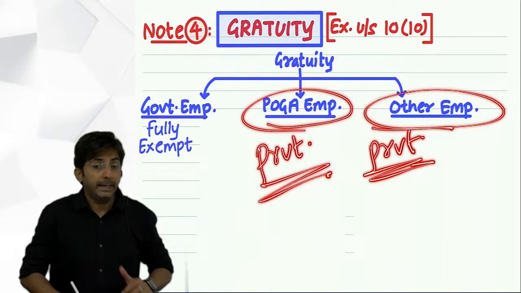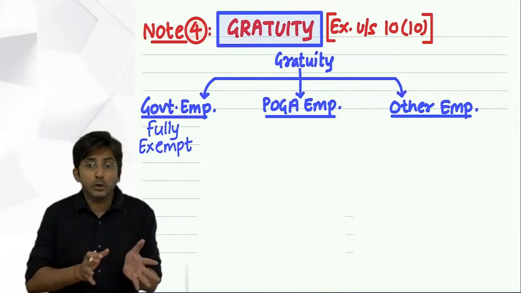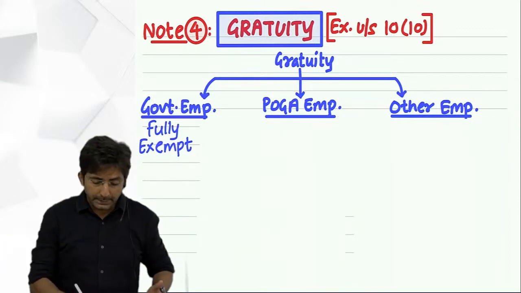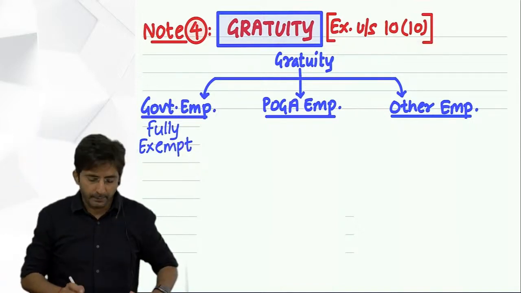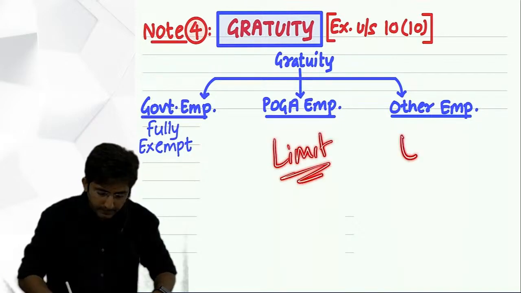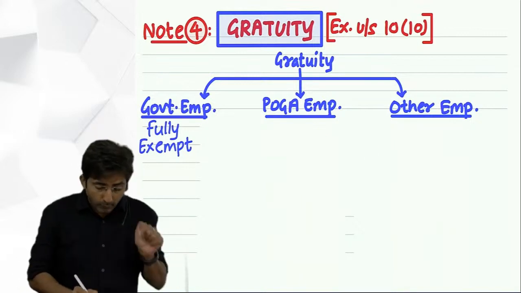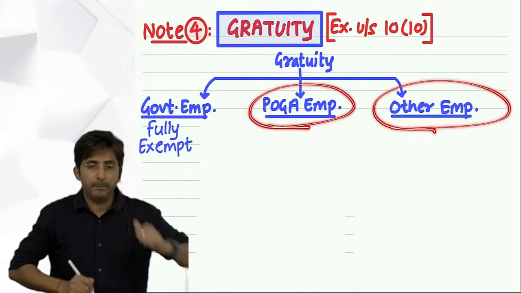Okay. And in the private sector, you never know, your boss might give huge amounts of gratuity. And just because it is exempt doesn't mean it will be fully exempt then. Then there is a limit. But see, for both types of employee, the limit is different. But first I will explain what is a POGA employee and what is another employee.